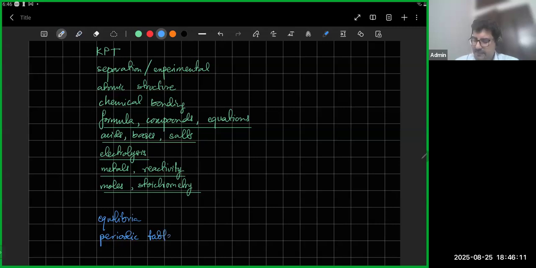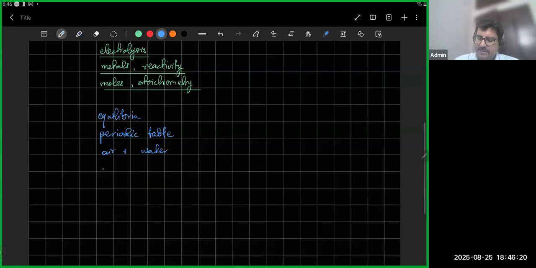You've got air and water or environment. And finally, you've got organic chemistry, which some people find hard or difficult, but especially in IGCSE, it's not that difficult. This also happens to be relatively easy.